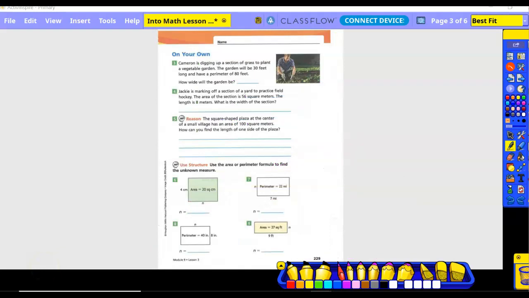Okay, so for the on your own, we're going to do 3 through 5 with small group and then 6 through 9 with partners, okay? And then we're going to do the backside here together.